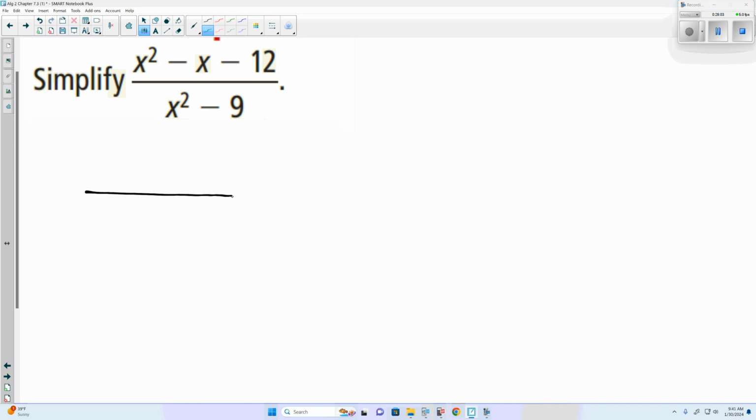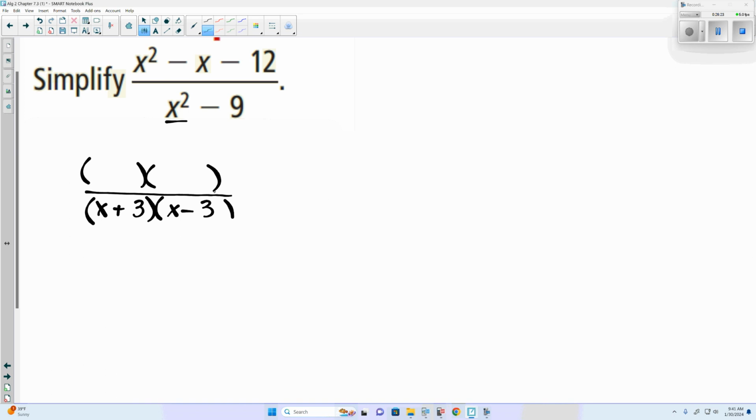Because x squared minus 9 is a difference of perfect squares. Because what times itself is x squared? X. We'd have our plus and minus. What times itself is 9? 3. So we'd have 3 and 3.